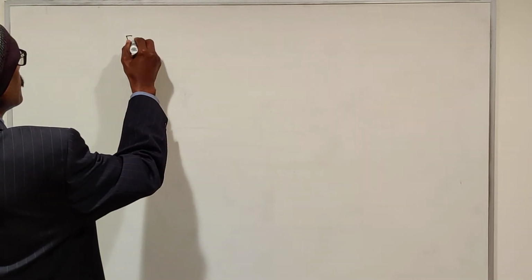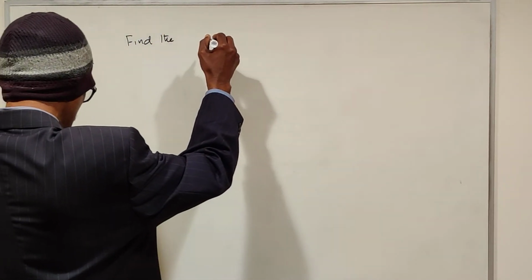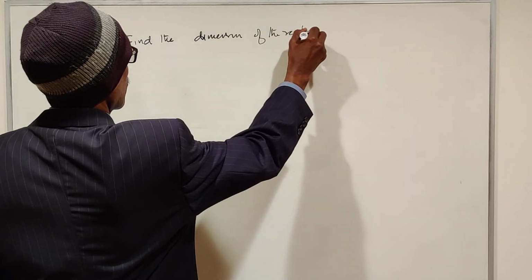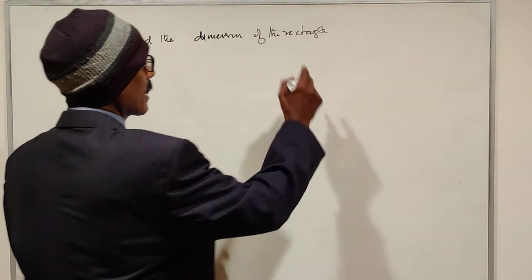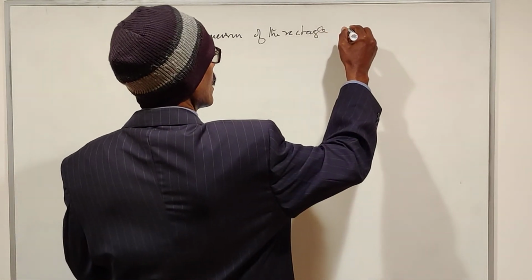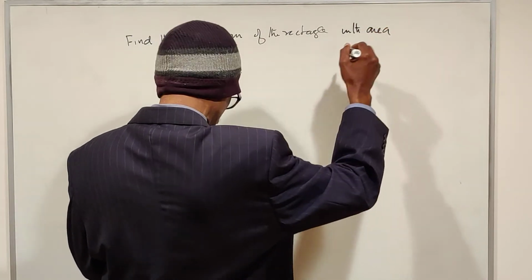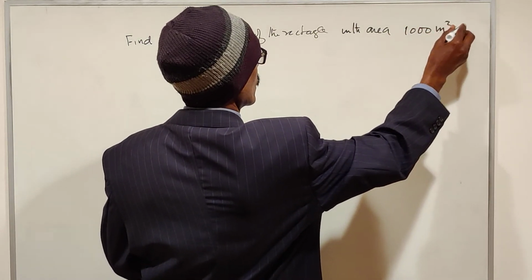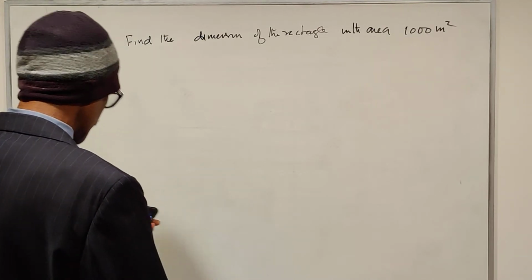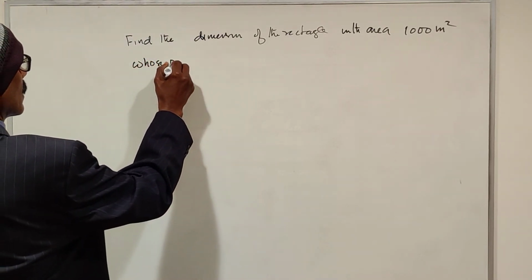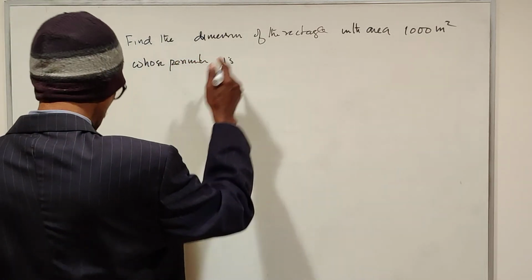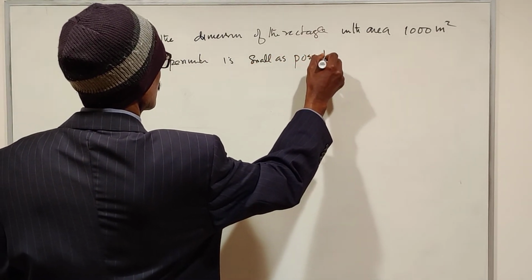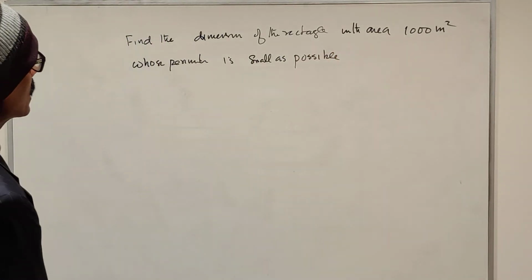Find the dimension. Next one. Find the dimension of the rectangle with area 1000 meters square, whose perimeter is as small as possible. Okay, that is the question. So find the dimension of the rectangle.